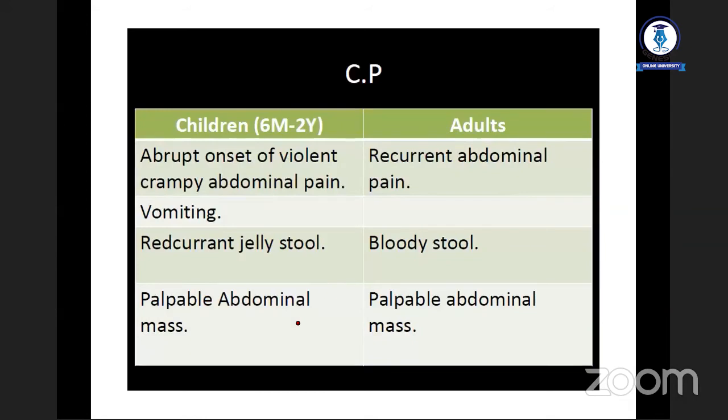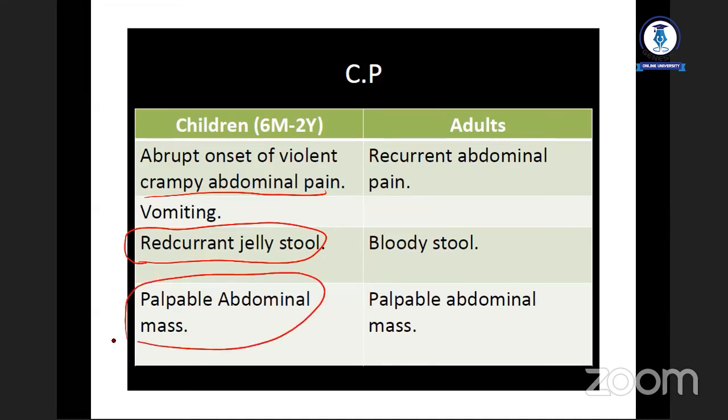Clinical features. In children, there is always crampy abdominal pain. These are very similar: pain, abdominal distension, vomiting, constipation. These are usually common, but in children, there is usually red currant jelly stool. Red currant is one type of fruit, so it looks like red currant jelly. I'll show you. Abdominal mass. There may be an abdominal mass present.